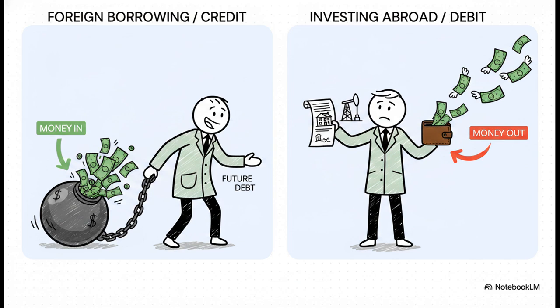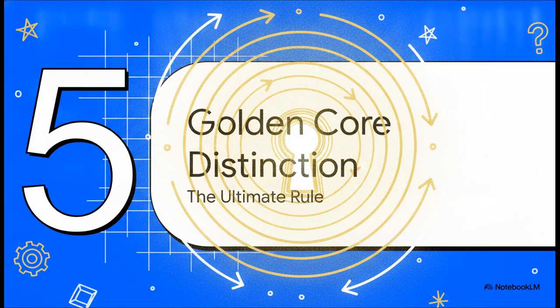When a country borrows money from abroad, yes, it owes a debt for the future. But right now, in this given timeline, foreign currency is flowing into the country. Money in means credit. Conversely, if you invest your money in another country, say buying real estate abroad, you are acquiring an asset, sure, but you are sending your money out to do it. Money out means debit. Which brings us to Section 5, the golden core distinction, the ultimate rule.